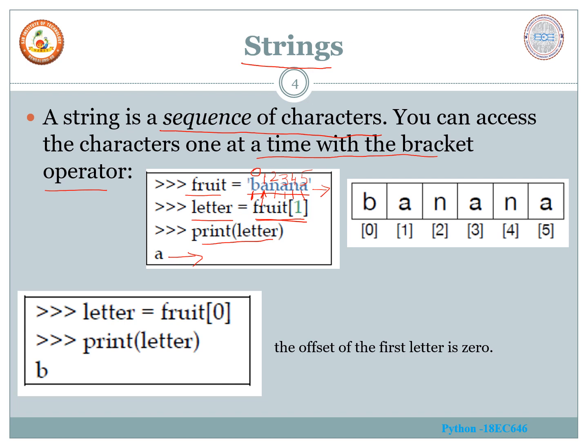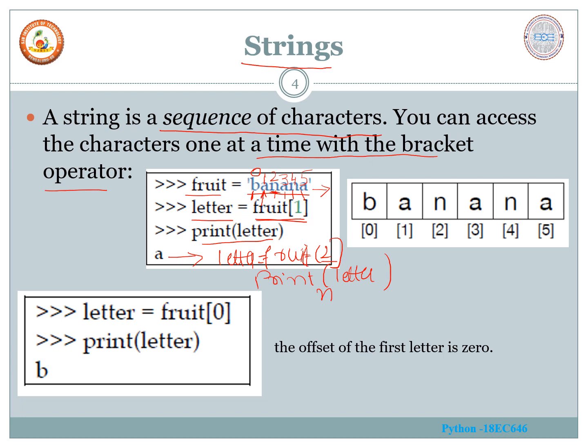Similarly, if you want, you can just consider fruit of 2. When you assign fruit of 2 to the letter variable and try to print letter, the result will be n, because 2 is the index position of the character n.